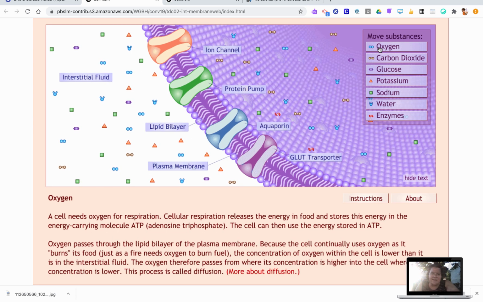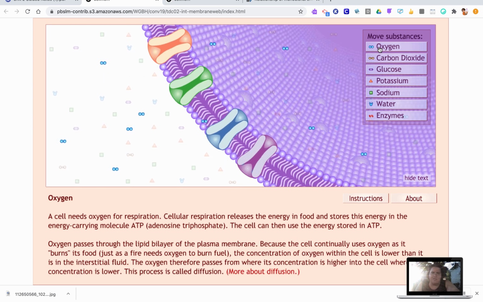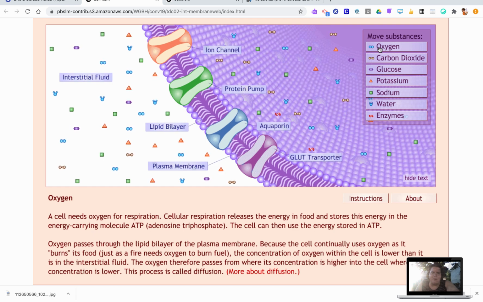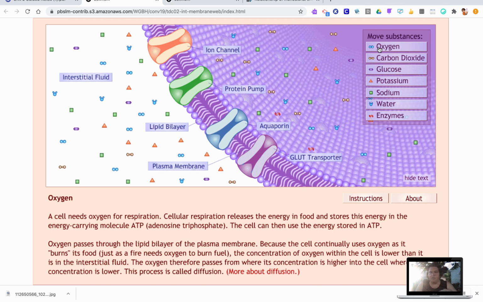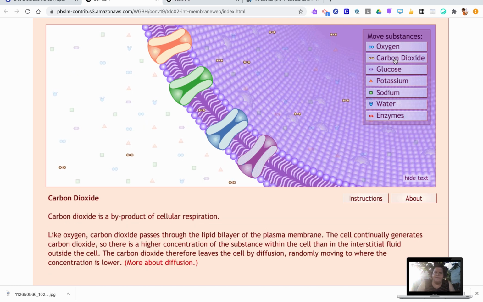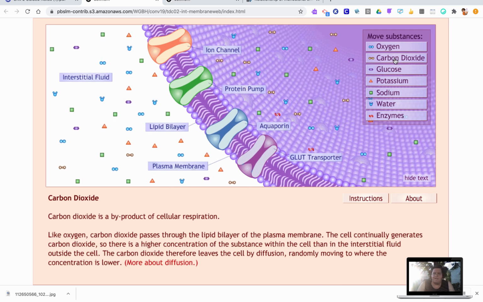Oh, look at that. I'll show you that. Let's look at that again. Oxygen goes right through the membrane from high to low. So that's simple diffusion. Carbon dioxide, same thing. It's going to go right through the membrane, carbon dioxide.